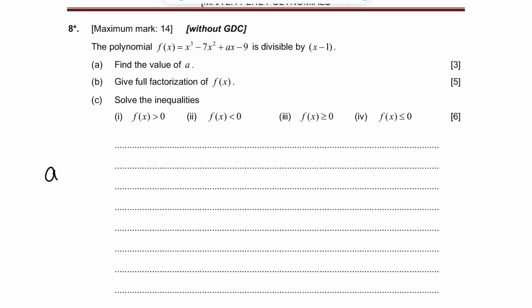It is divisible by x minus 1, which means f of 1 should be equal to 0. So what does that become? 1 minus 7 plus a minus 9 should be equal to 0, which gives me the value of a as 15.